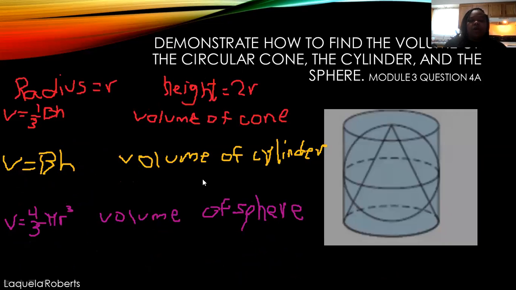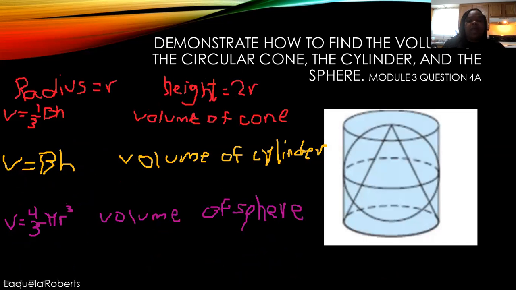Okay, question 4. It's talking about demonstrate how to find the volume of the circular cone, the cylinder, and the sphere. So for our volume of the cone, you will use the radius equals r, and the volume equals 1/3 times base times height. Then you use the volume for a cylinder equals base times height. And then the volume of a sphere, you use volume equals 4 divided by 3 pi r cubed.